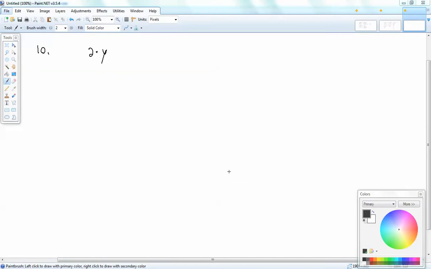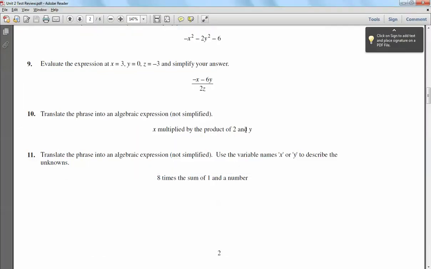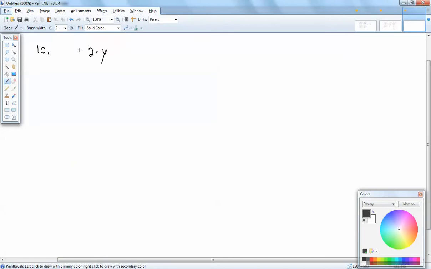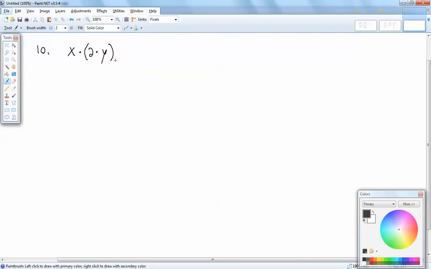That right there is the product of 2 and y. And then it says x multiplied by that. So out in front here, we're going to have x times this. And I'm going to put parentheses around here just to really emphasize that's the product of 2 and y. They don't say to simplify it at all. So this would be your answer. You could even do it without the parentheses I put there.